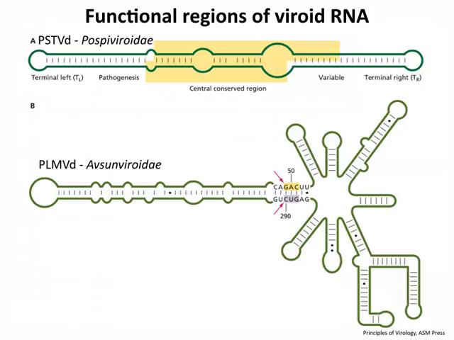This is peach latent mosaic viroid. So this infects peaches. The names suggest that they have a single host, but some of them infect multiple plants, not just one. You can see these Avsunviroidae have more extensive secondary structure. They're longer, and they encode the ribozyme. The ribozyme activity would cleave this RNA right here. So it's a self-cleaving RNA. It's very interesting, and it's involved in the replication, as you'll see.